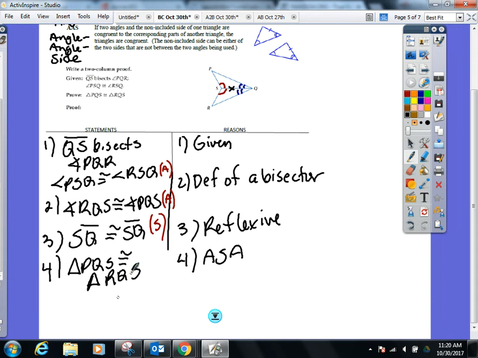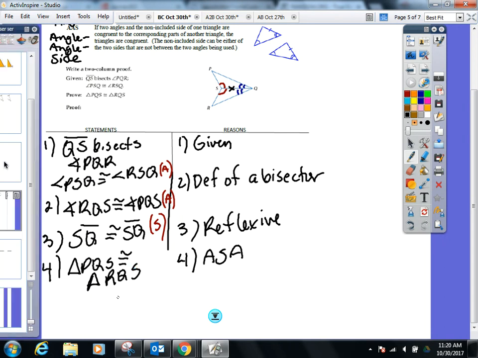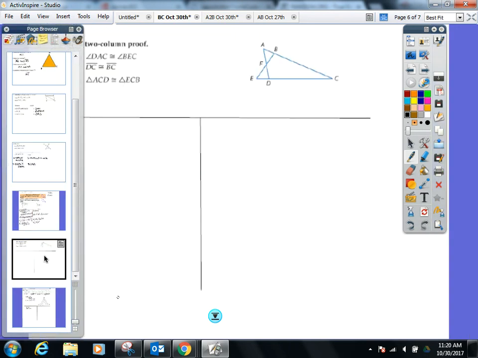Any questions on this one? Using the bisector or reflexive? Because now it's going to start getting a little tougher. Go ahead, Cameron. Does it matter what order you do this in? No, you could have said the reflexive first. Absolutely does not matter, as long as all of them come before the angle, side, angle. Order does not matter.